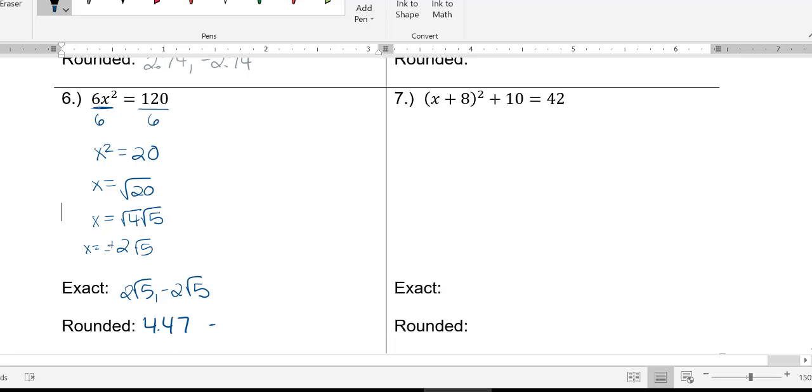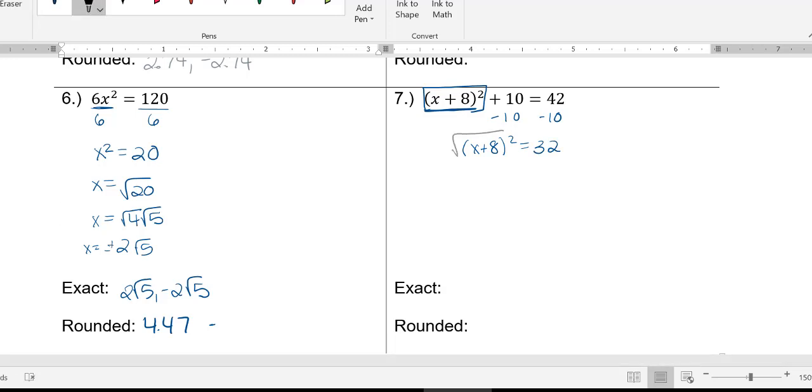Number 7 is probably one of the trickier ones just because it involves simplifying our radical and then also dealing with all this junk within our parentheses. This whole expression is what we want to isolate. It's not just an x squared, it's that x plus 8 in parentheses squared. So let's subtract the 10 and we get x plus 8 squared is equal to 32.